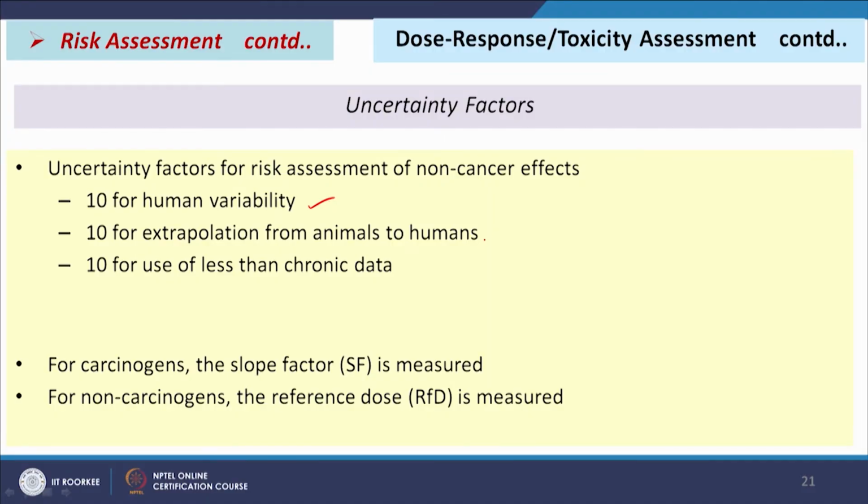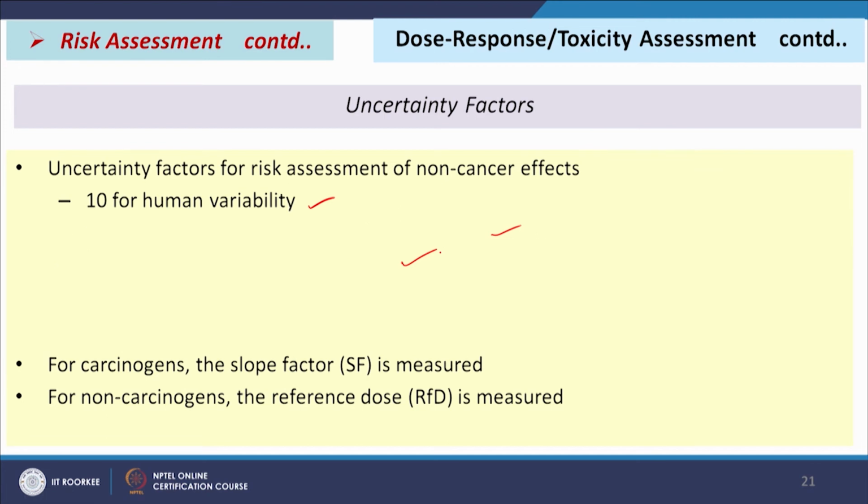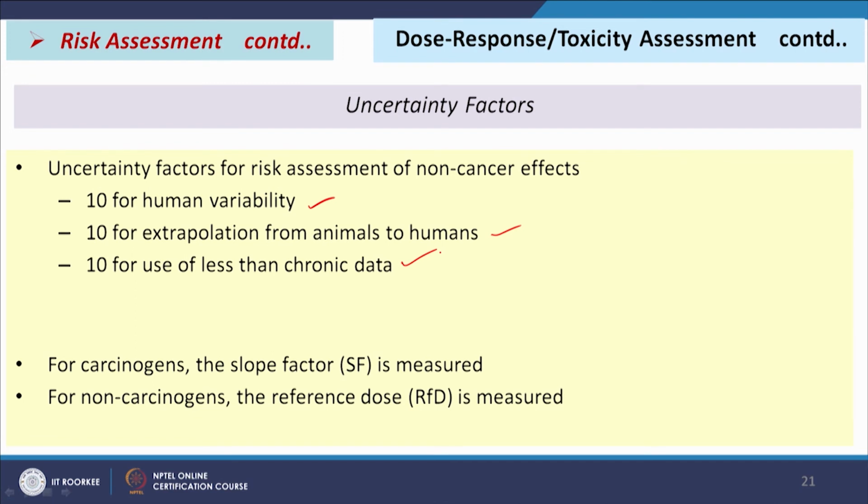And uncertainty factors which we have seen, UF, that is basically 10 for human variability, 10 for extrapolation from animals to humans, and 10 for dose of less than chronic data. That means RFD will be 10 times less than the NOAEL. Then for carcinogens the slope factor is measured, and for non carcinogens the reference dose is measured. If we are below that RFD dose, it is safe.